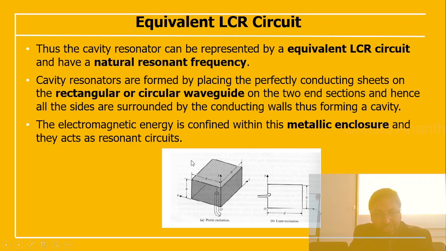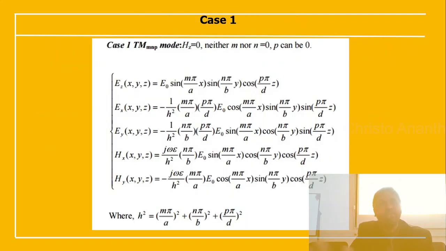Here you can see the probe excitation. We have the height B, this one is A, and this one is D, along the X direction, Y direction and Z direction. Similarly the loop excitation: we have Y and X, the distance D, and here B. We are projecting the loop excitation from here. We will have different cases.